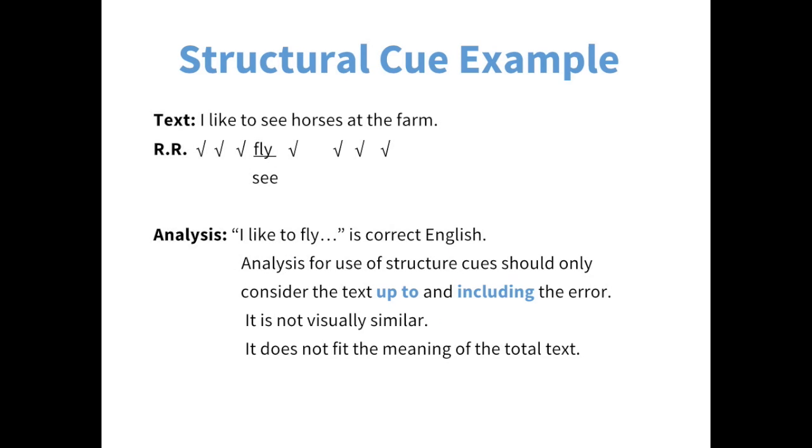In the example, "I like to see horses at the farm," if the reader read, "I like to fly horses at the farm," the part of the sentence, "I like to fly," is good language construction. Analysis for use of structure should only take into account the text up to and including the error. "I like to fly" does sound right, so structural cues were used. The substitution is not visually similar and it does not fit the meaning of all of the text, so meaning and visual cues were not used.